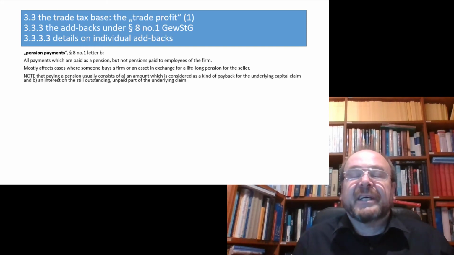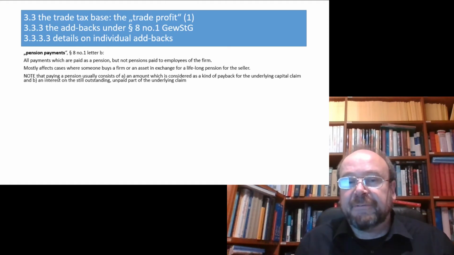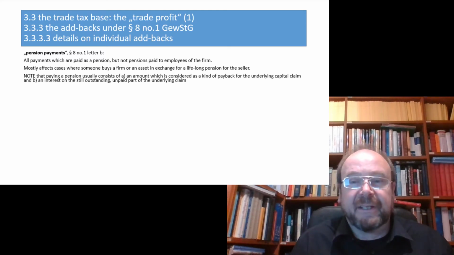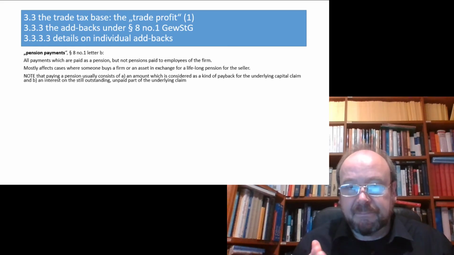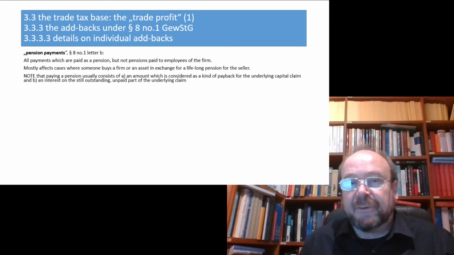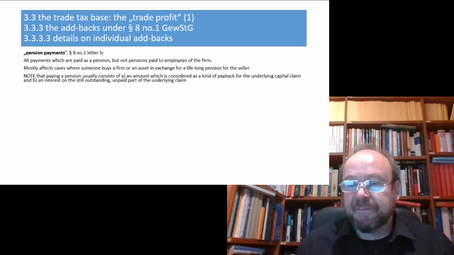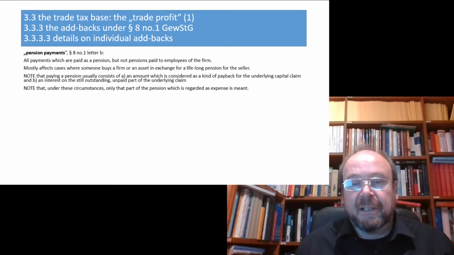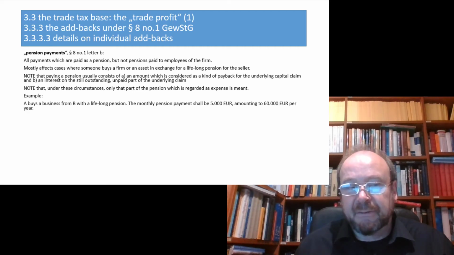Such a pension payment then usually consists of an amount which is considered as a part of payback of the underlying obligation, the underlying purchase price, which is by the pension payment paid back in installments, and an interest on the still outstanding, not yet paid back part of the price. Only that part of the pension which can be regarded and booked as expense is covered by the add-back rule.